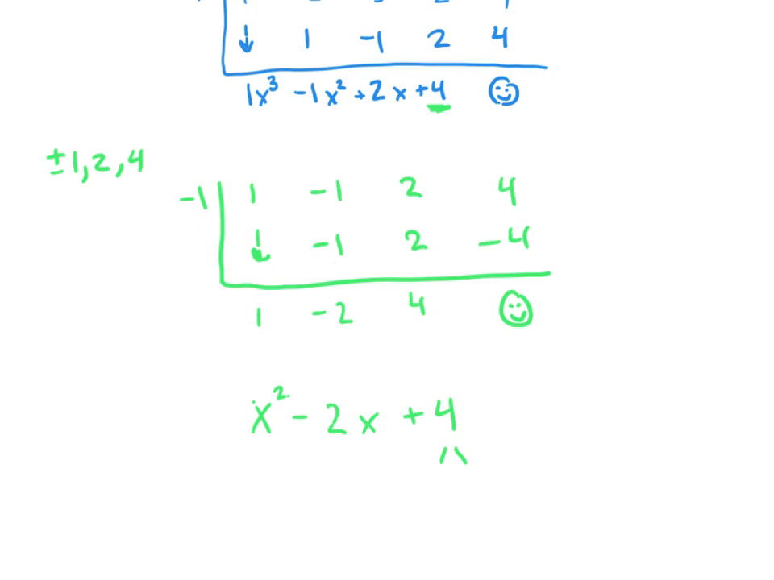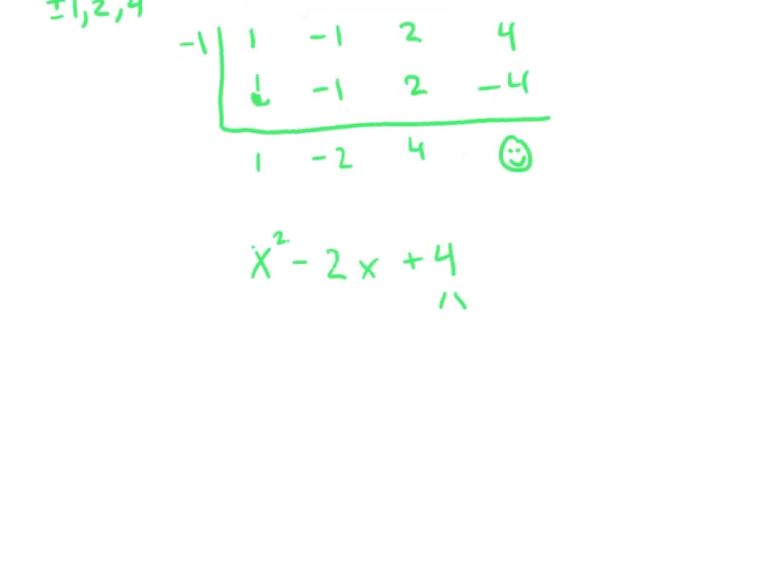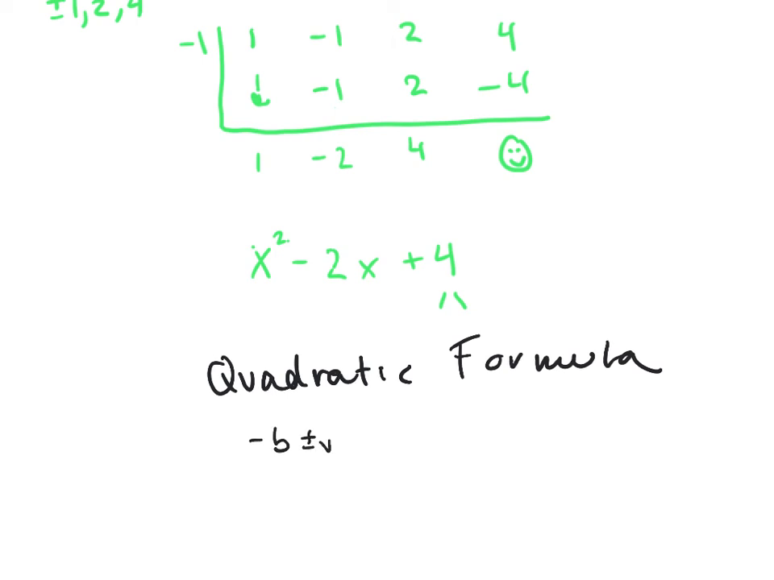If you can't get it to factor, you have to use the quadratic formula. So if we don't have 2 factors of 4 that add to give us negative 2, we use the quadratic formula. What's the quadratic formula? Negative b plus or minus the square root of b squared minus 4ac over 2a.